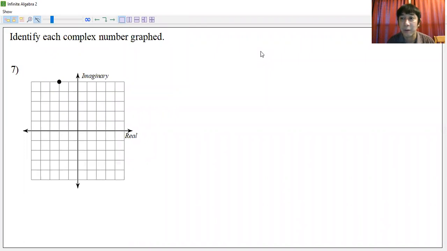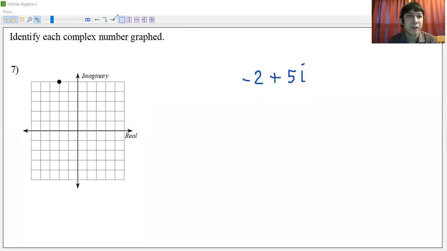Here's number 7. For the next numbers, we will be identifying the number given the point, or the graph. So identify each complex number that is graphed. For number 7, we can see the black dot at the second quadrant. So it must be -2 for the real part and +5i for the imaginary. So this must be the answer.